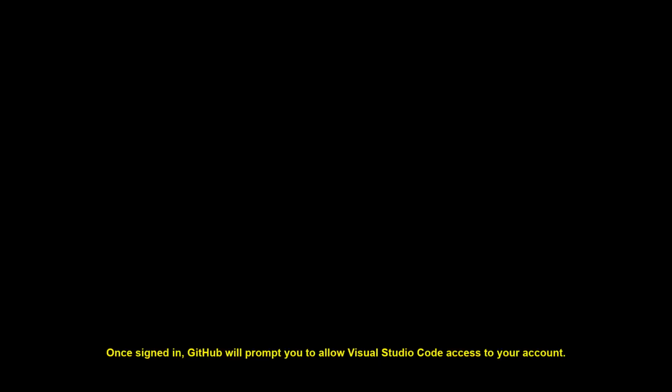A browser window will open, prompting you to authorize Visual Studio Code with GitHub. Sign in to your GitHub account using your credentials. Once signed in, GitHub will prompt you to allow Visual Studio Code access to your account. Click Authorize to grant the necessary permissions.